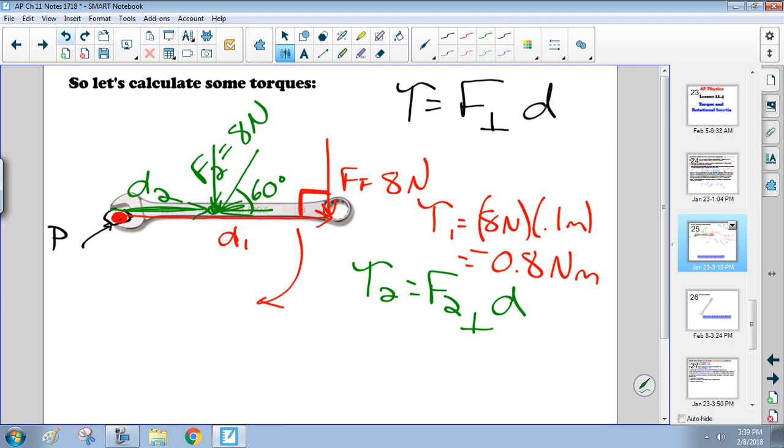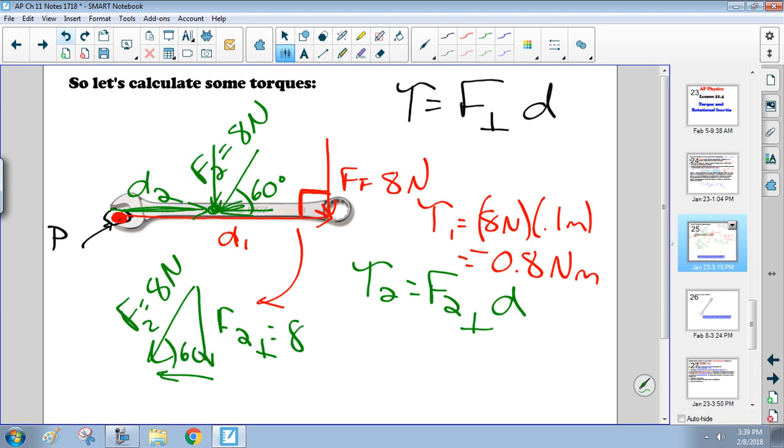So what we'd need to do here is draw out that vector, and go, all right, well, here's my force, 8 newtons. We got 2 components. One of them's perpendicular, one of them's parallel. All we care about is the perpendicular one. This angle here is 60 degrees, so we're going to have 8 newtons times the sine of 60, which is, I don't know, 6 point something.